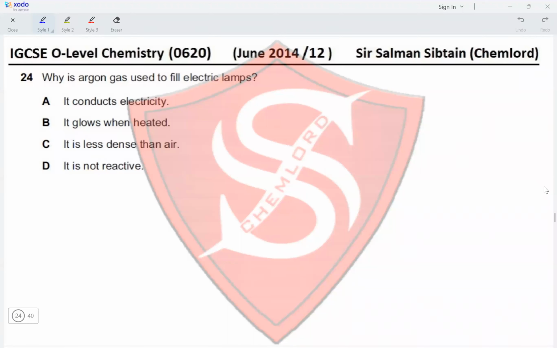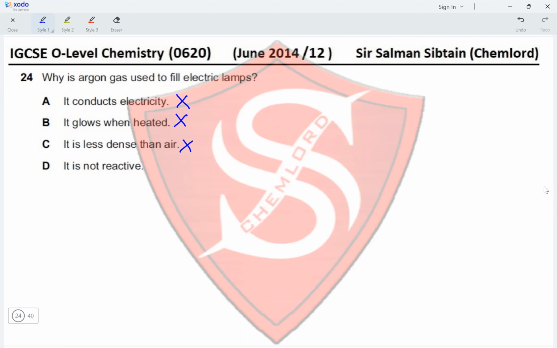Question 24. Why is argon gas used to fill electric lamps? Options are: it conducts electricity. No, that is not the use of argon. It glows when heated. That is not the use of argon. It is less dense than air. True, but that is not the use of argon to fill electric lamps.